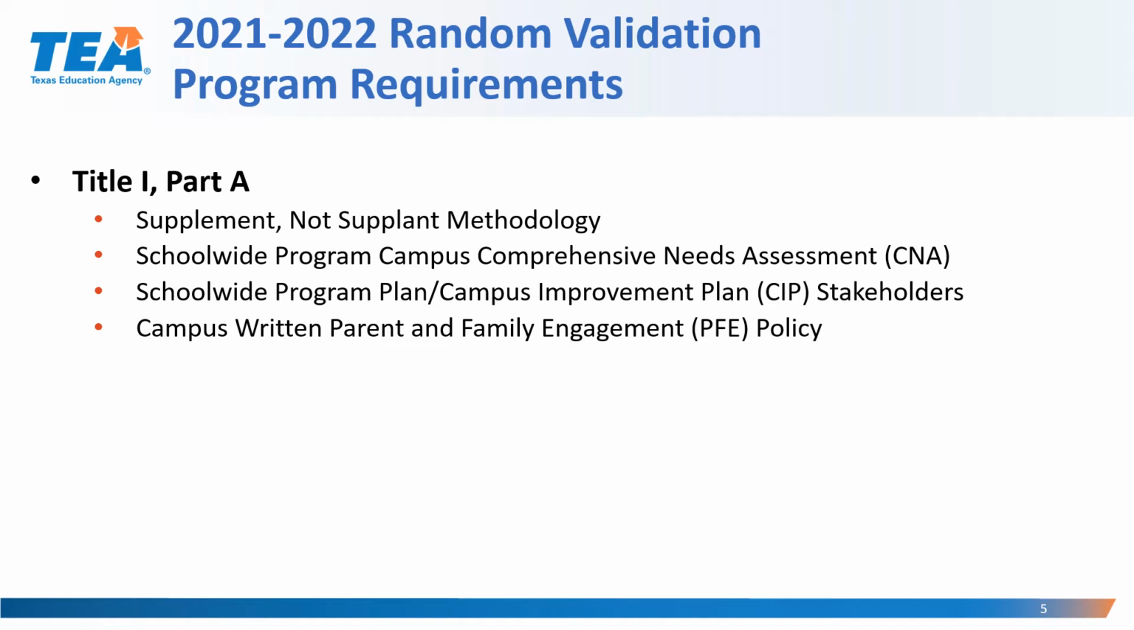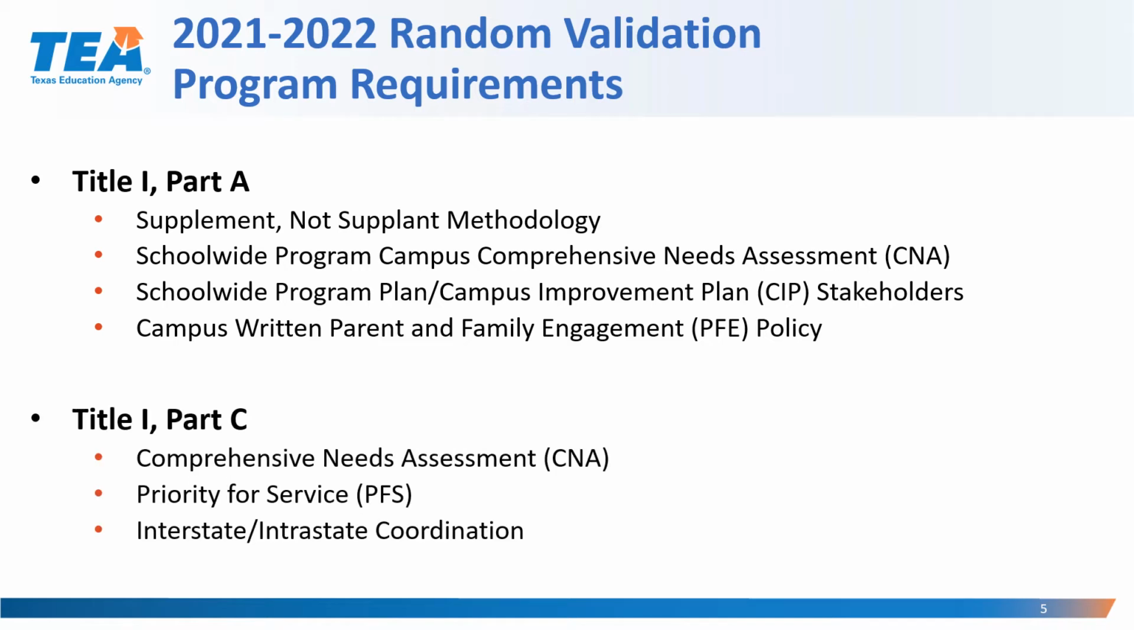The program requirements selected for Title I Part A include the Supplement Not Supplant methodology, School-wide Program Campus Comprehensive Needs Assessment, or CNA, the School-wide Program Plan or Campus Improvement Plan, CIP, stakeholders, and the Campus Written Parent and Family Engagement Policy. For Title I Part C, it'll be the Comprehensive Needs Assessment, or CNA, Priority for Service, or PFS, and Interstate-Intrastate Coordination.